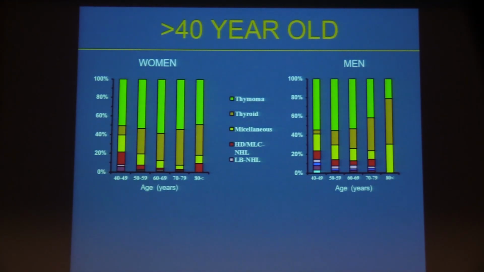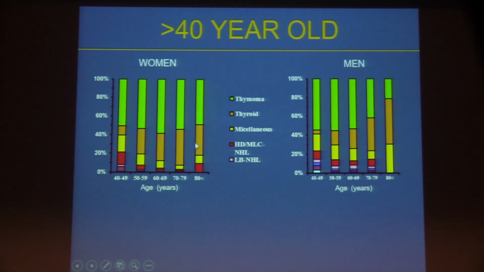So after we talked about thymoma, I just want to show you the statistics and seeing that above the age of 40, with a patient presenting with a mediastinal mass, you're almost always dealing with the green, both in men and women, which is thymoma, and the orange is goiter.